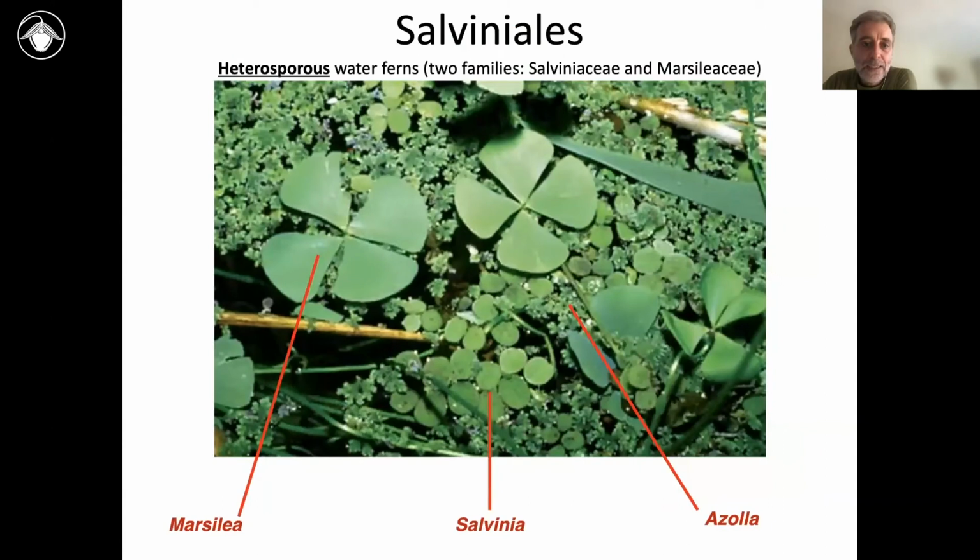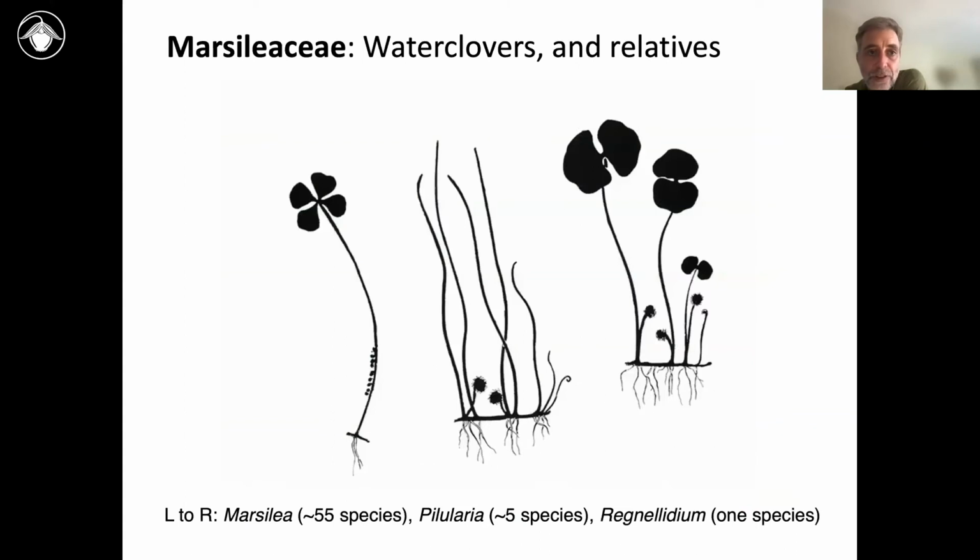Here's what they look like. Very strange looking plants. So here's 3 of the genera. The clover looking one is the genus Marsilea. Then there's 2 floating ones, these round ones, which is in the genus Salvinia. And these little branchy ones, which is the genus Azolla. So 2 families of heterosporous ferns, the Salviniaceae and the Marsileaceae. I'll cover those in turn.